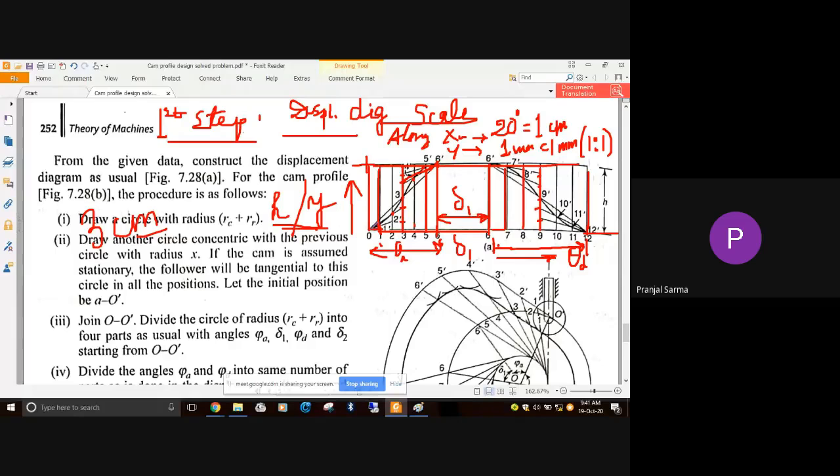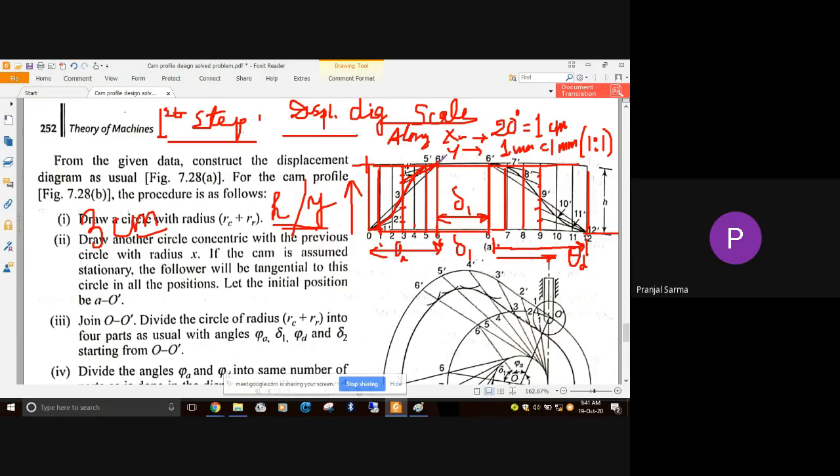So what will we draw now? We have to draw a smooth freehand curve passing through these points. So we have drawn this particular curve. It's just like this. Next, the ascent stroke is over. Now it is the dwell stroke.